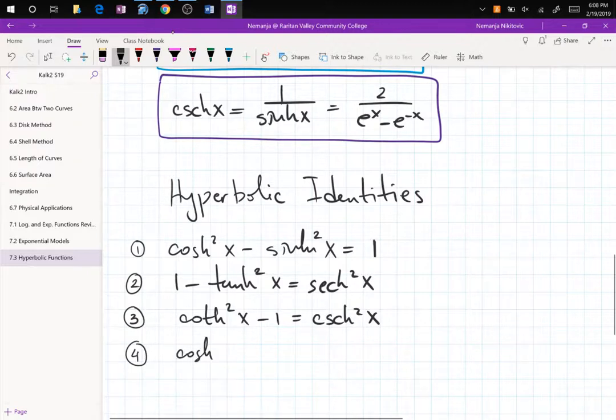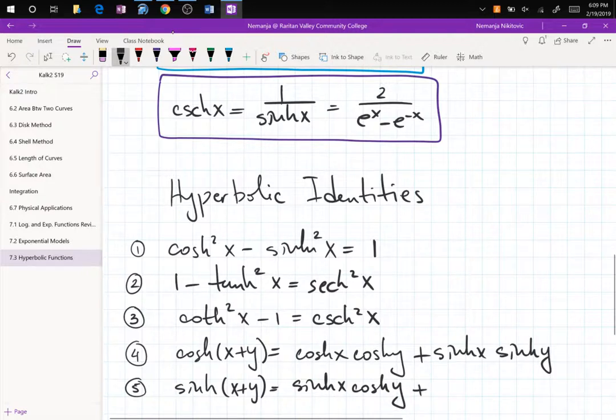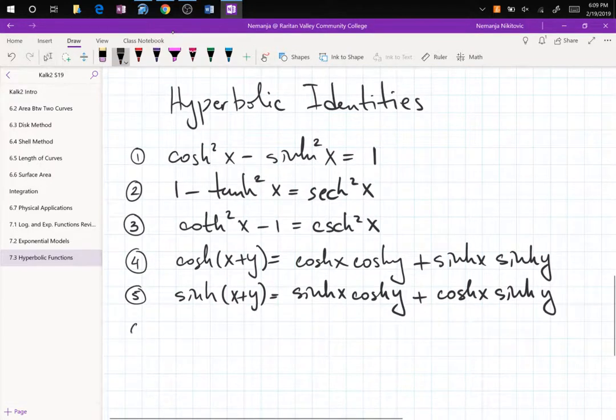Cosine hyperbolic of x plus y is cosine hyperbolic x, cosine hyperbolic y, plus sine hyperbolic x, sine hyperbolic y, and sine hyperbolic of x plus y is sine hyperbolic x, cosine hyperbolic y, plus cosine hyperbolic x, sine hyperbolic y. Identities are the same, well, in some sense. Well, I'll explain the differences.